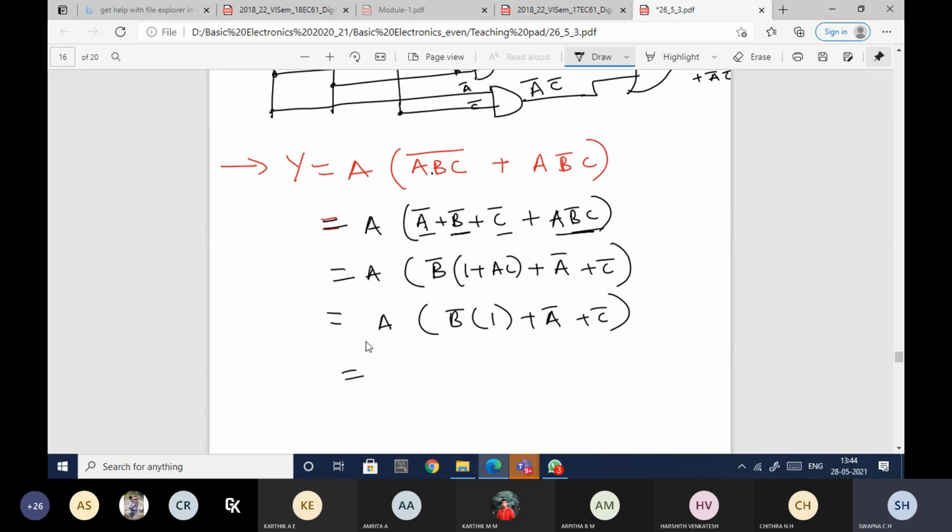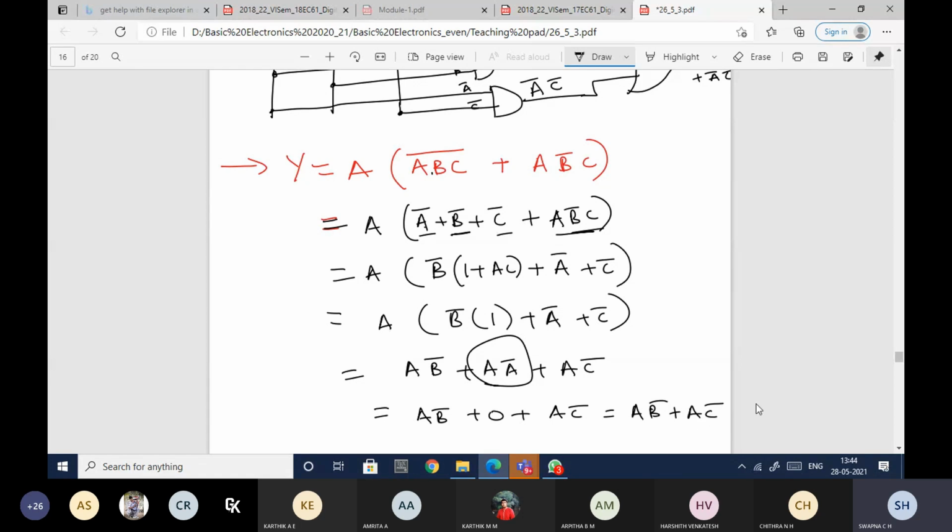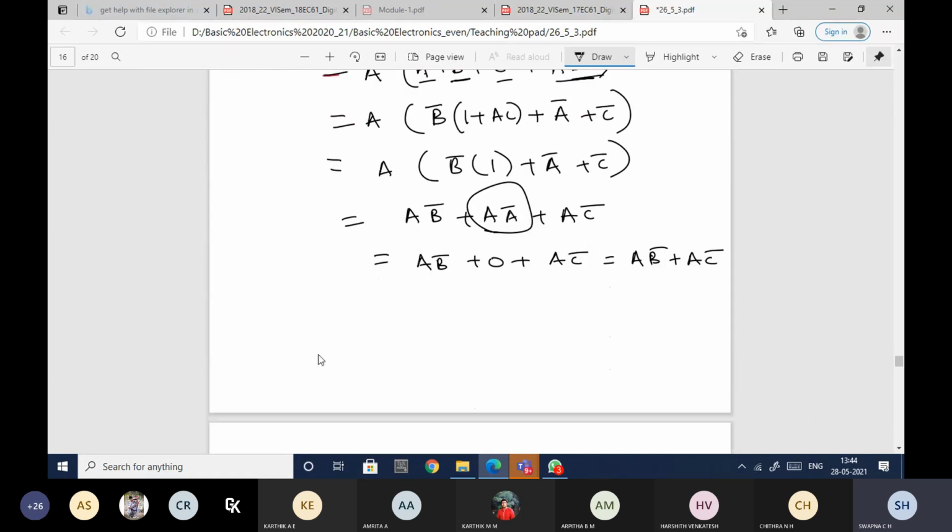So this will be equal to, multiply this A also inside, so it will become A B bar plus A bar plus A C bar. What is A A bar? 0. So A C bar. So this will be equal to A B bar plus A C bar. That's all. You cannot further simplify.